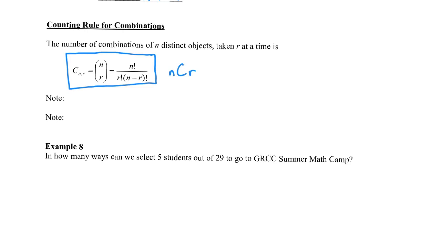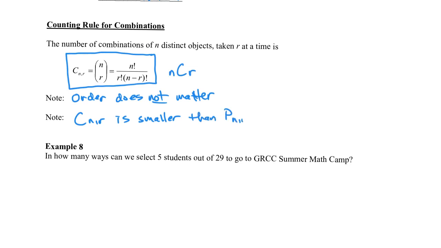So a couple of notes here. The first note is order does not matter. So in the example above, when the names were called out in a different order, it didn't matter. It was the same thing. And the second note, which we just mentioned, is that this combination, whatever that is, is going to be smaller than the permutations for the same n and the same r. There will be fewer combinations than there will be permutations.